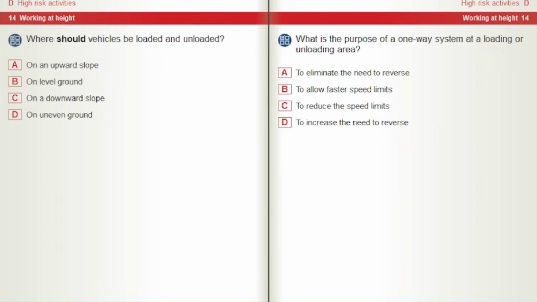What is the purpose of a one-way system at a loading or unloading area? To eliminate the need to reverse. To allow faster speed limits. To reduce the speed limits. To increase the need to reverse.